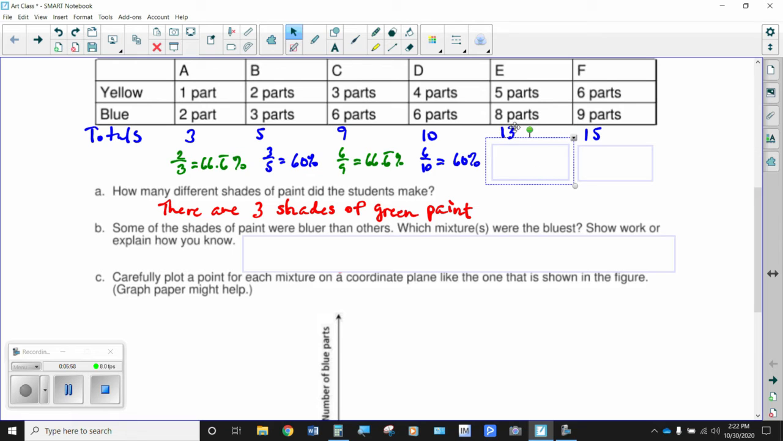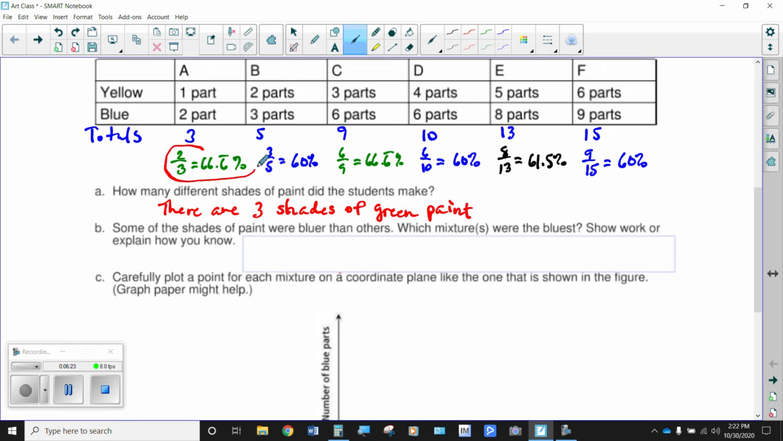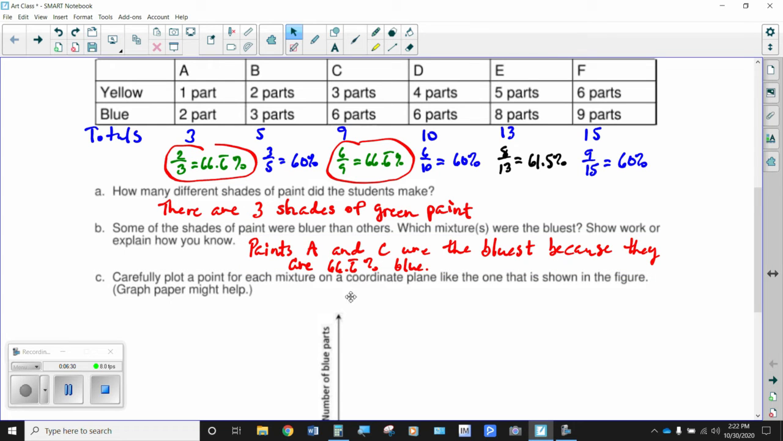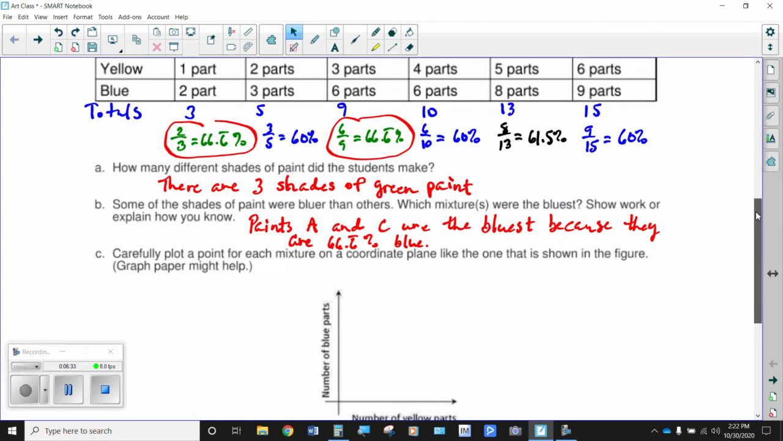Paint E has 8 out of the 13 parts that are blue, and 8 out of 13 is a big long repeating decimal, but I rounded it to 61.5. And then paint F is 9 out of 15, which simplifies down to 3 out of 5. So that'll be the same as paint D and paint B at 60% blue. So looking at these, it looks as if paint A and paint C have the highest concentration of blue paint at 66 2/3%. So they will be the bluest paints.